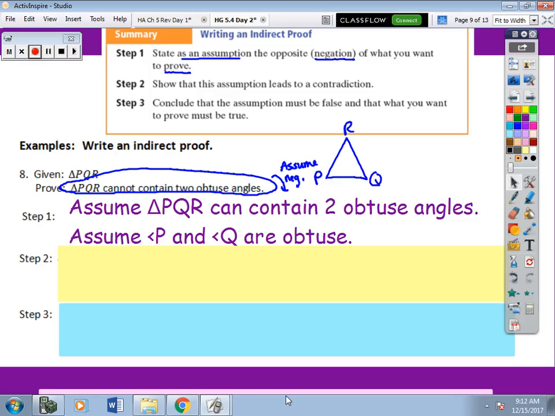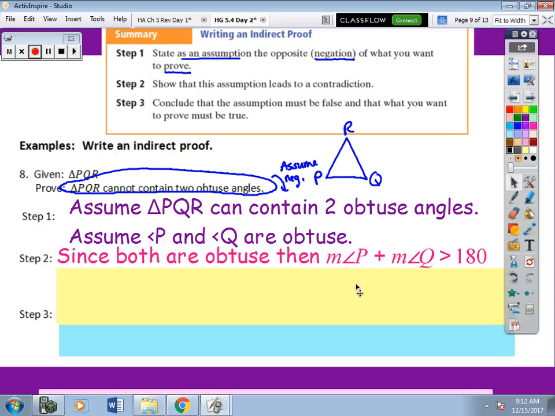So if we were to add the measure of angle P plus the measure of angle Q together, it would be greater than 180 because each of them is bigger than 90. So I said since both are obtuse, and you can write this differently. You could say measure of angle P is greater than 90 and measure of angle Q is greater than 90, but I added the two. Since they are both obtuse, then the measure of angle P plus measure of angle Q has to be greater than 180.